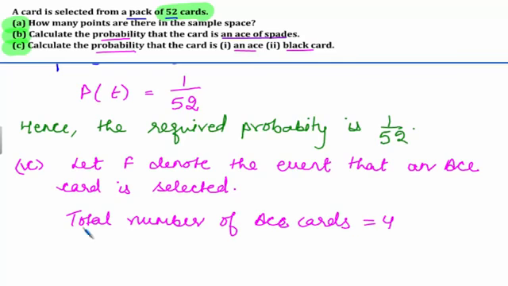Now let us find the probability of F. So this is equal to the total number of ace cards, which is 4, divided by the total number of cards, which is 52, and this is equal to 1 upon 13. So this is the first part.